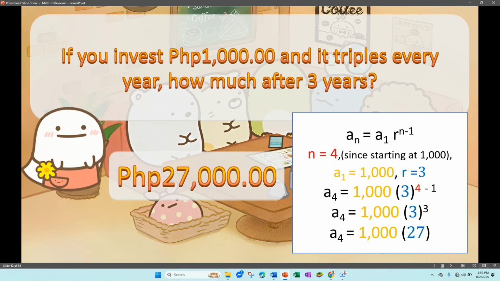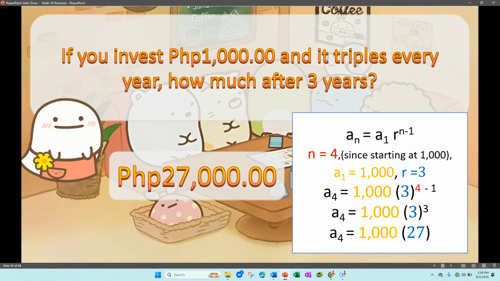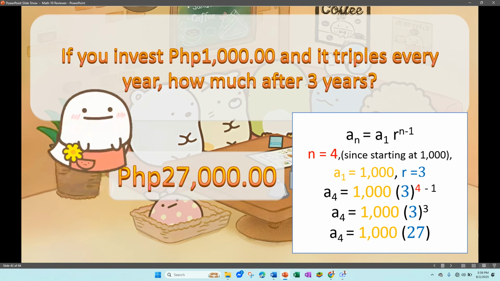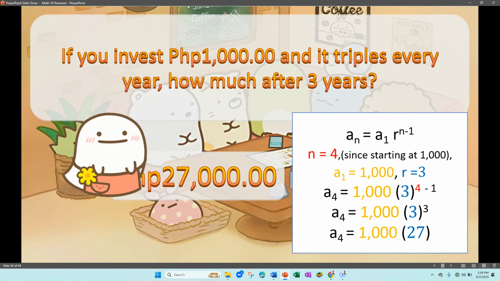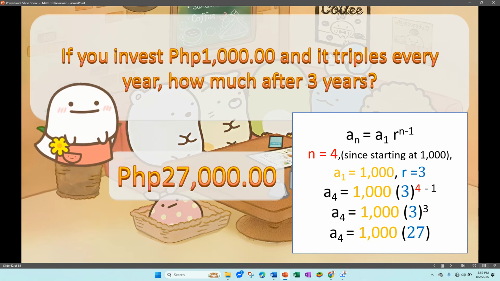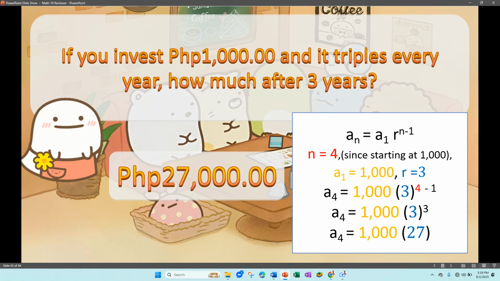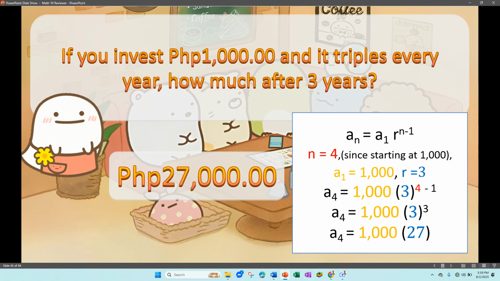So, first year na naipon po natin is 1,000 times 3, that is 3,000. Second year, 9,000. Third year, we have 27,000. So, you earned 27,000 after 3 years.